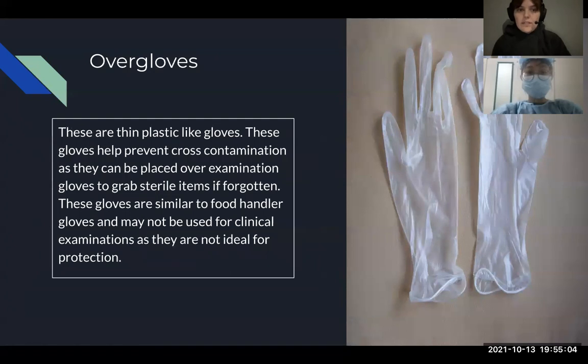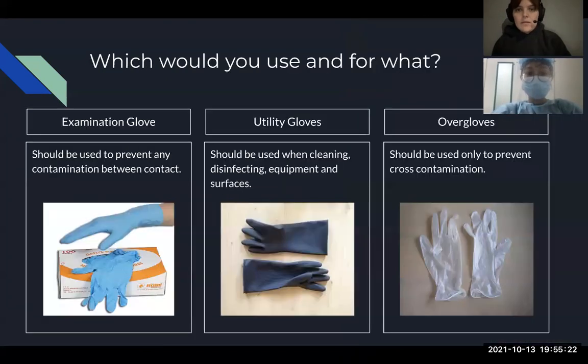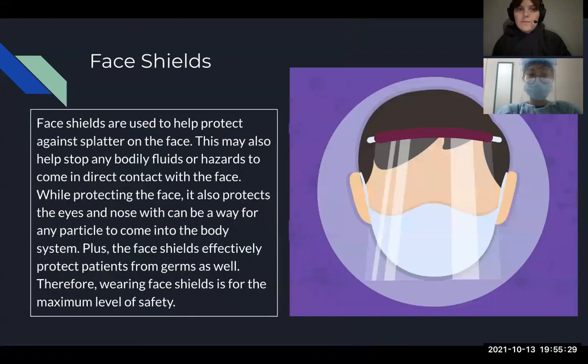And then these are overgloves. These are plastic-like thin gloves. These gloves help prevent any cross-contamination. You want to use these gloves when you are trying to get something sterile, or if you forgot something, just to have that barrier between your hands and anything else so you don't contaminate it. This is just a diagram of the different types of gloves and what they should be used for.